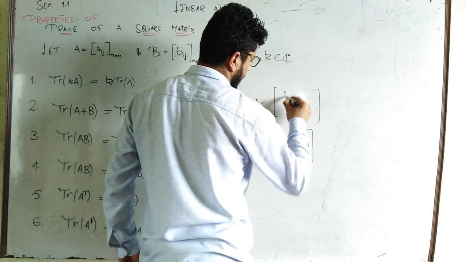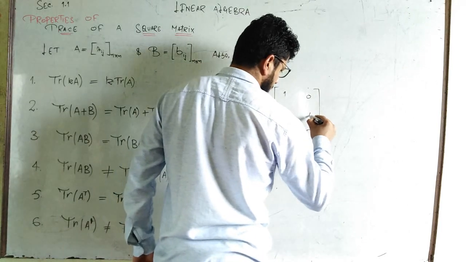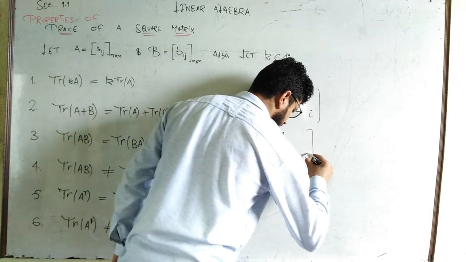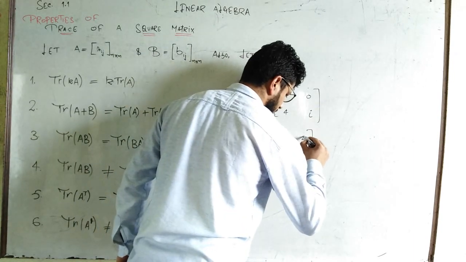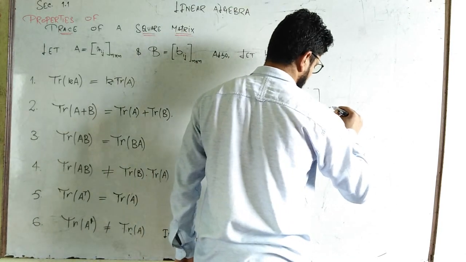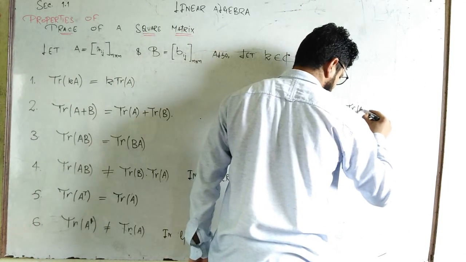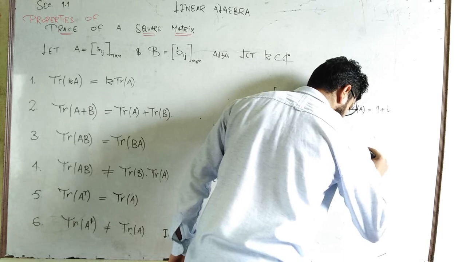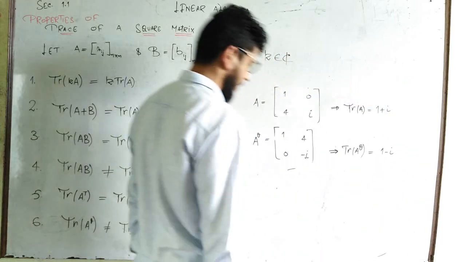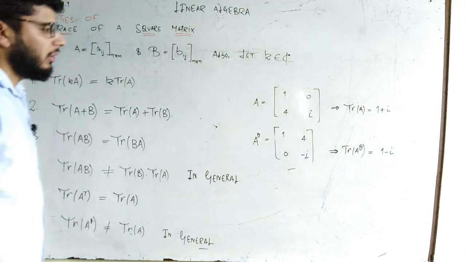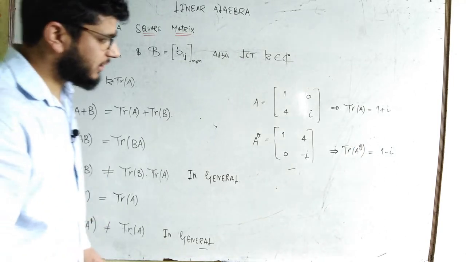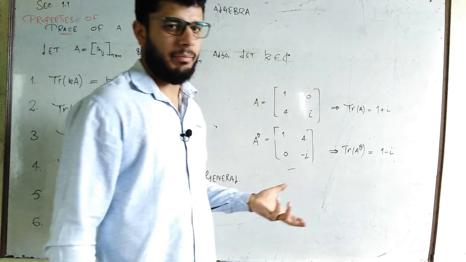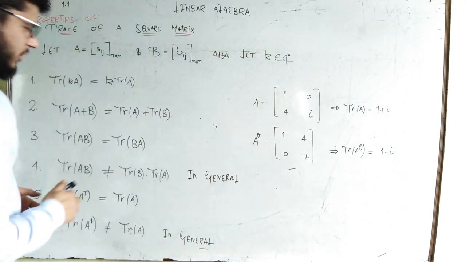If my matrix is 1, 0, 4, and say this is iota here, right? So what will be A conjugate? A conjugate will be, this will remain, this will be negative iota, and this will be 0, and this will remain 4. Now what is the trace of A? It is 1 plus iota. Now what's the trace of A conjugate? That's equal to 1 minus iota. So these two are not equal, so it is not true in general. Now does there exist an example where they hold? Yes, there exists. The simplest one is to take a real matrix, and conjugate will have no effect and you will get the same trace, right? So that's an example. Again, these are the six properties.